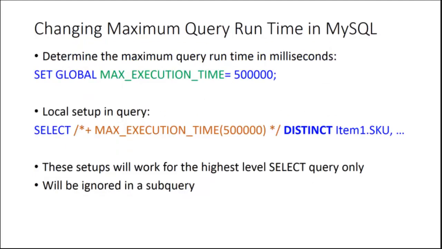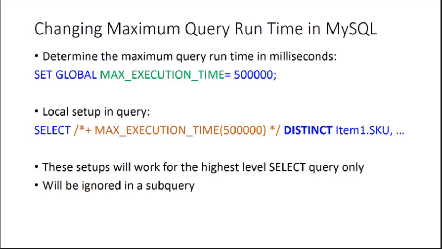There are two ways in MySQL to do this. Run this short query, SET GLOBAL, changing the global value of the maximum execution time, max_execution_time. Please note the underscores; this is a defined variable. Let's say, for example, set it equal to 500,000. This value is defined in milliseconds, so 500,000 means 500 seconds. And this is a definition for all queries.